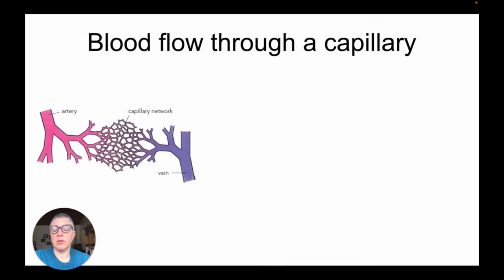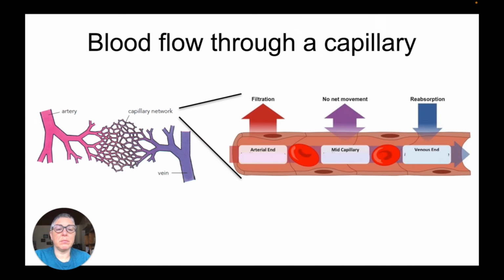Blood flows through an artery into arterioles, into the capillary network, into venules, and then into veins. That's the typical blood flow through a capillary. So the structure of a capillary: it has an arterial end, and in the arterial end we'll have filtration.